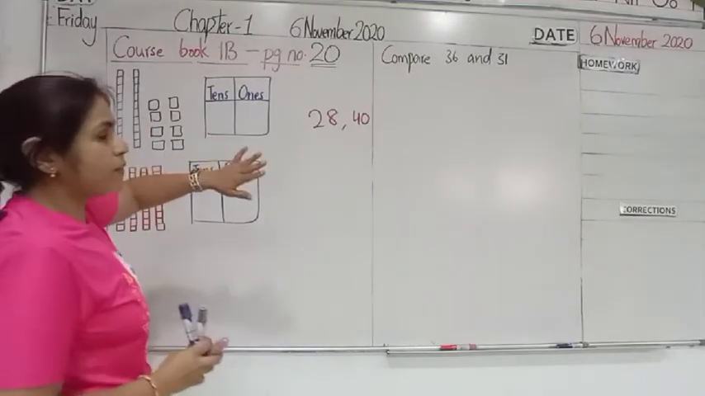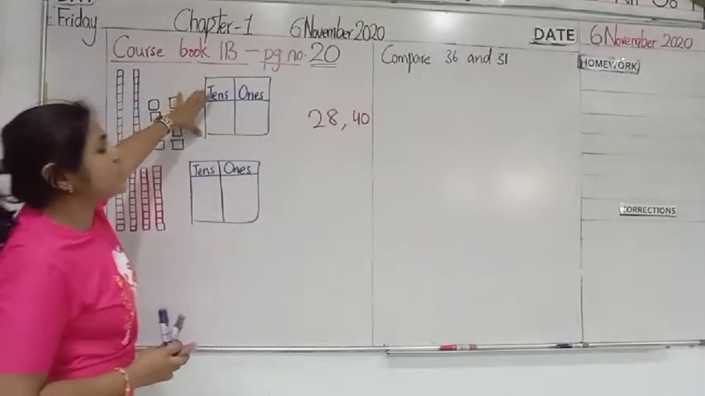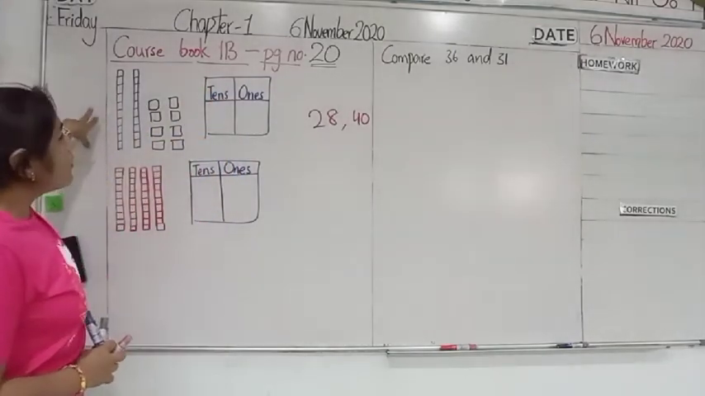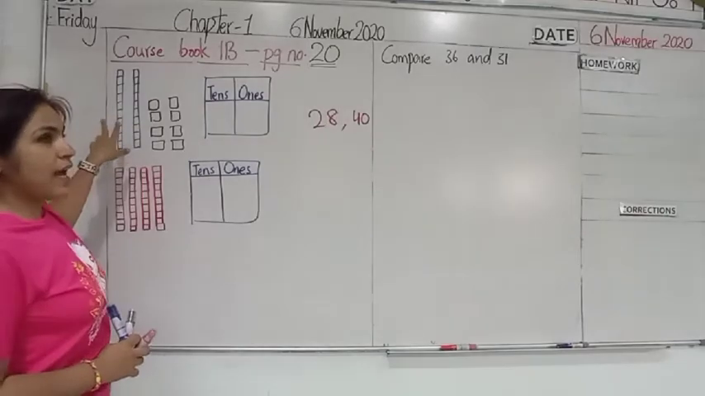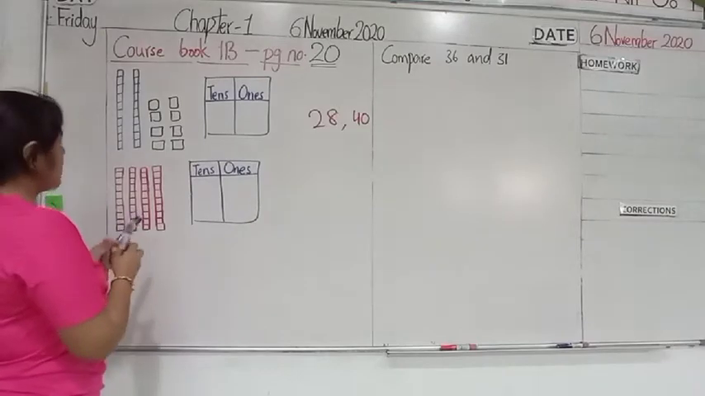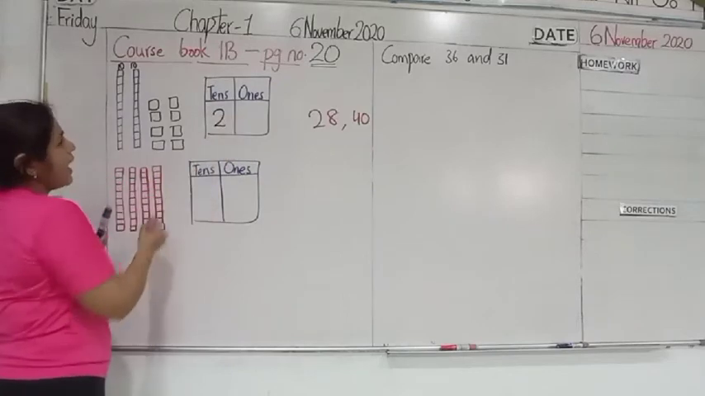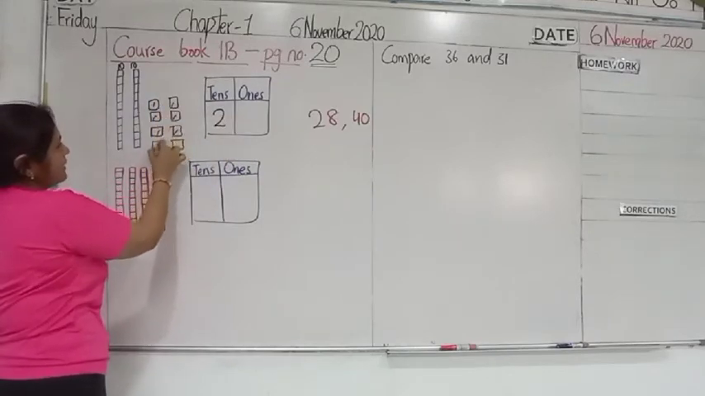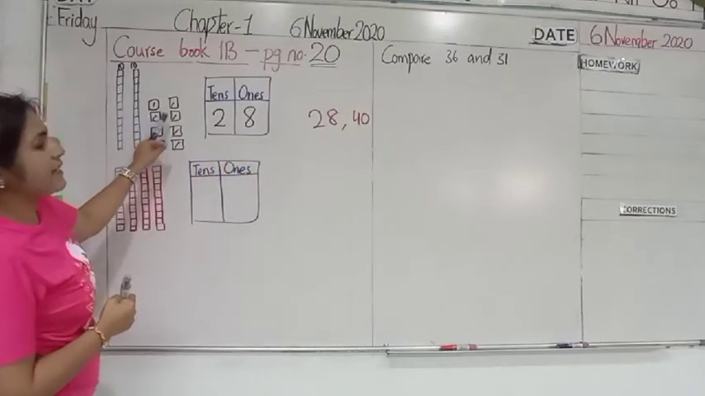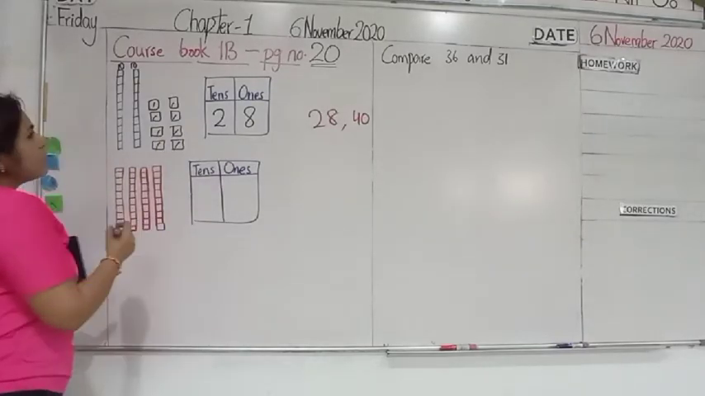The first way to compare is using blocks and cubes. The other way of comparing is using a tens and ones table. Alright, so there are two different ways. Now, how do you compare looking at the blocks? You have two sticks of tens, and 1, 2, 3, 4, 5, 6, 7, 8 blocks of ones. So 2 tens and 8 ones. Correct, it's 28.